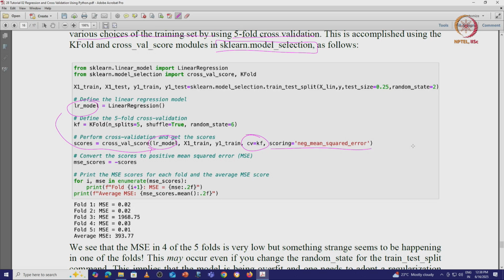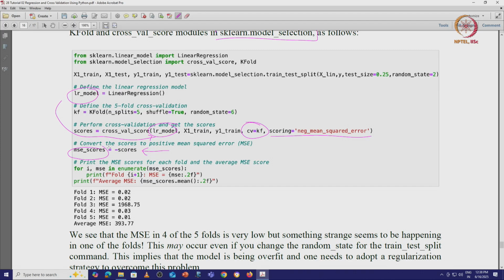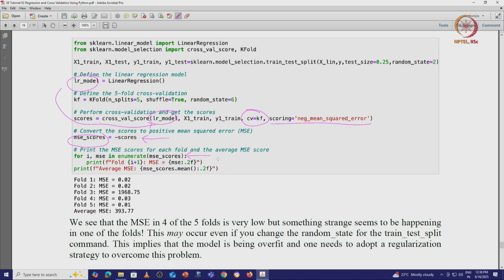And finally if you want to still display the MSE scores, you can take the minus sign and multiply that with scores, and finally you can iterate over all the folds and print the MSE score for each fold, and you can also print the average MSE.